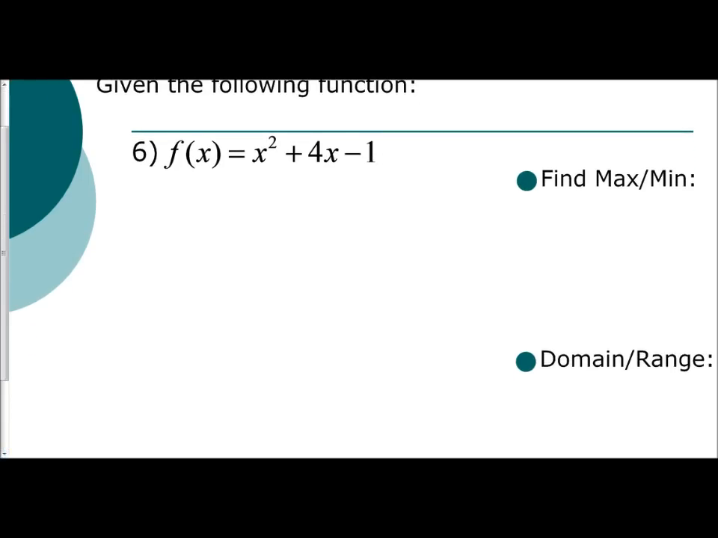So first thing I'm going to do, like before, is identify my a, my b, my c values. Here, my leading coefficient a is 1, my linear term coefficient is 4, so b is 4, and c is negative 1. Remember, your leading coefficient determines whether the graph is opening upwards or downwards. And so a being 1 means it's positive, so your graph is opening upwards. So that means your vertex represents a minimum point.